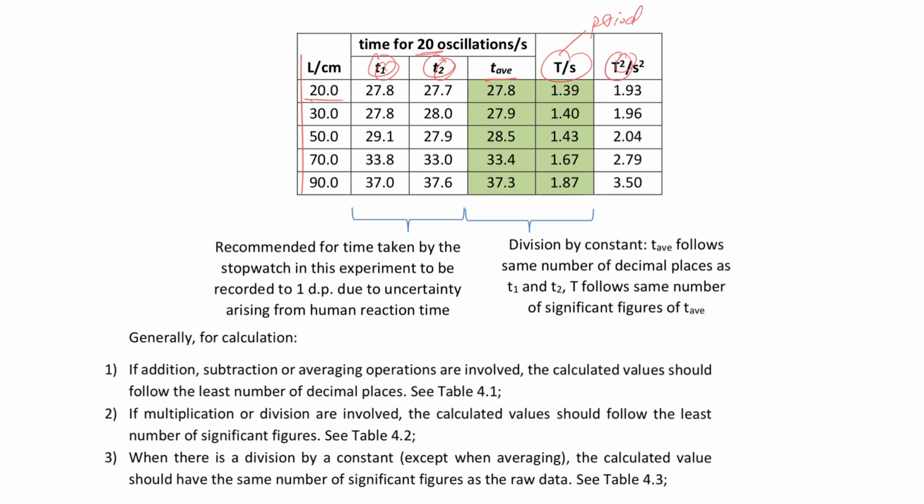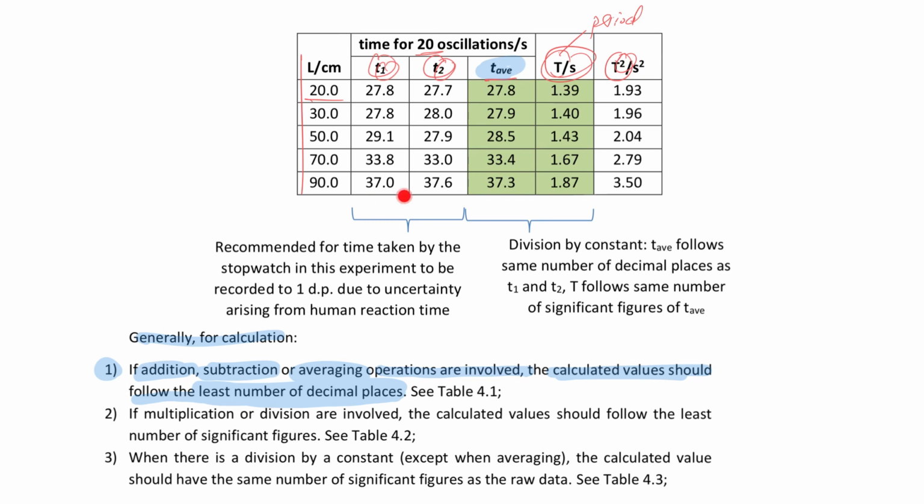And here, the 2 is the power square. So it's a superscript, and that means to square the value of T. For the calculated value, I want you to focus on whether it's addition, subtraction, or averaging. For this case, this is averaging operations are involved. The calculated value should follow the least number of decimal place.